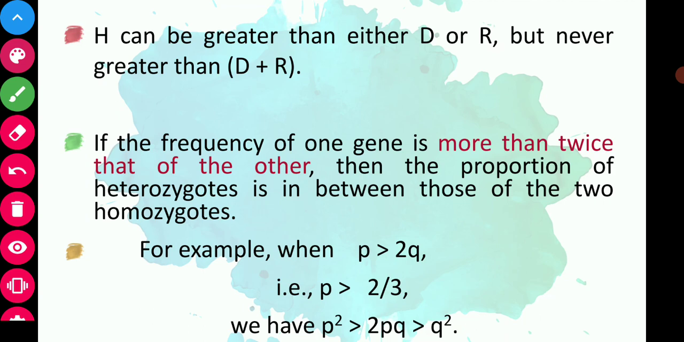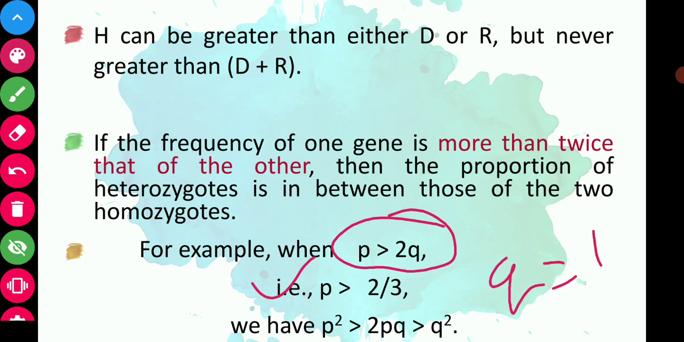You can see it by notation also. For example, when p is greater than or equal to 2q, that is p is equal to 2/3 and q is equal to 1/3, under such circumstances 2pq, that is the heterozygote, will be in between p square and q square. You can take your own example and verify whether this property is correct or not.